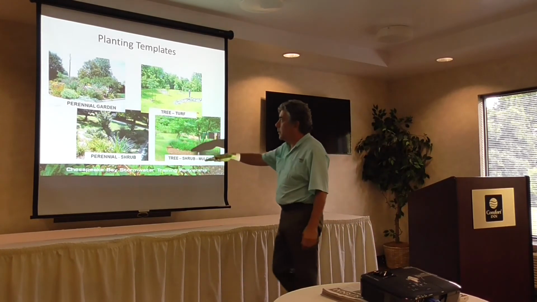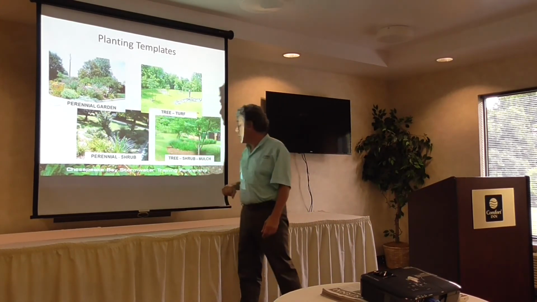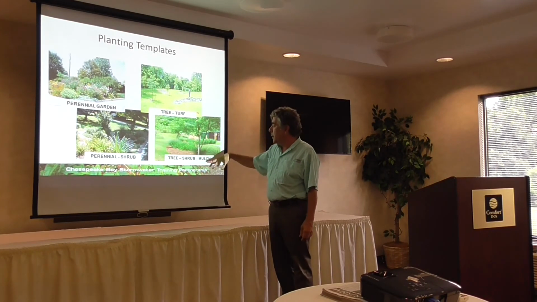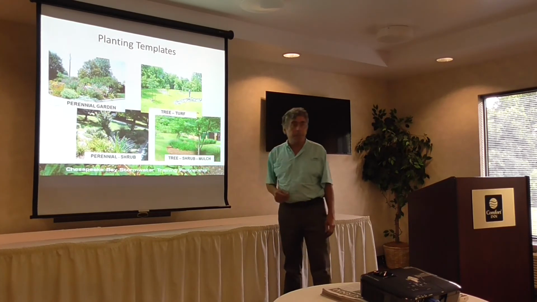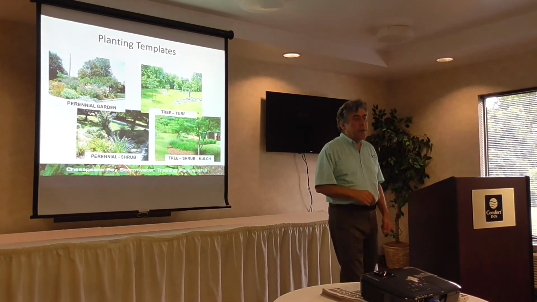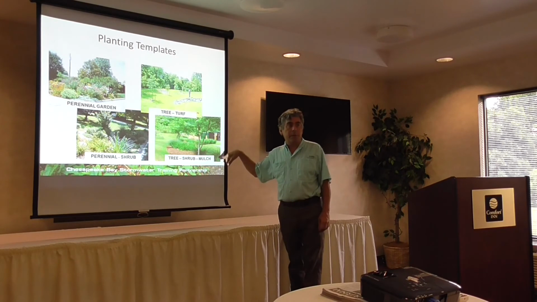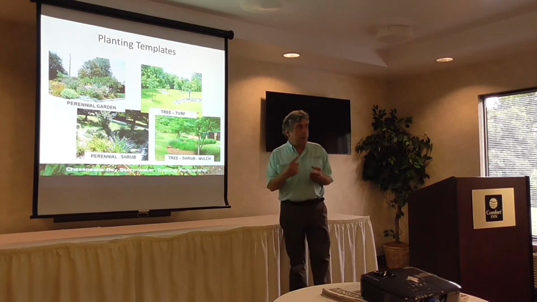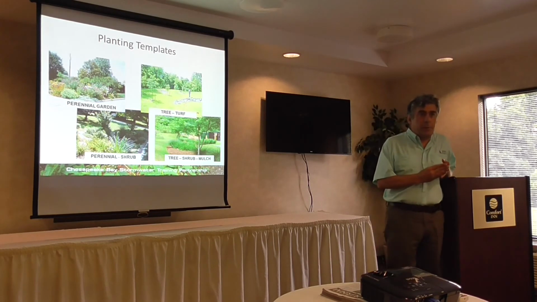Here we have a perennial shrub, so it's got more shrubs than that one. And this is the classic tree shrub mulch where we have trees, shrubs, perennials, annuals, and mulch. Of the 4, this is probably the most expensive because we're paying for trees, we're paying for shrubs, we're paying for perennials, and we're paying for mulch.